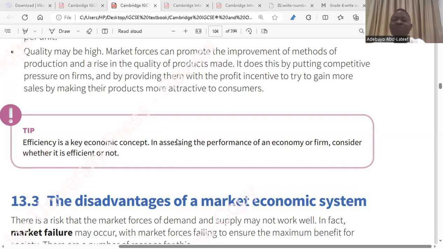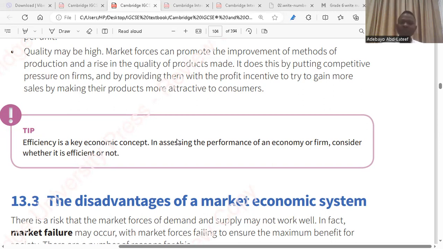Market forces can promote the improvement of methods of production. Yeah. As a firm, you already know that if you are unable to compete with your rivals, you'll be out of business. So what will you do? You have to give whatever it takes. You have to bring everything you can on the table to attract your customers. Yes. So the first thing you have to do is quality, because quality means you are meeting customers' expectation. That is the meaning of quality, meeting customers' expectation. If you are able to meet customers' expectation, they always come to you.